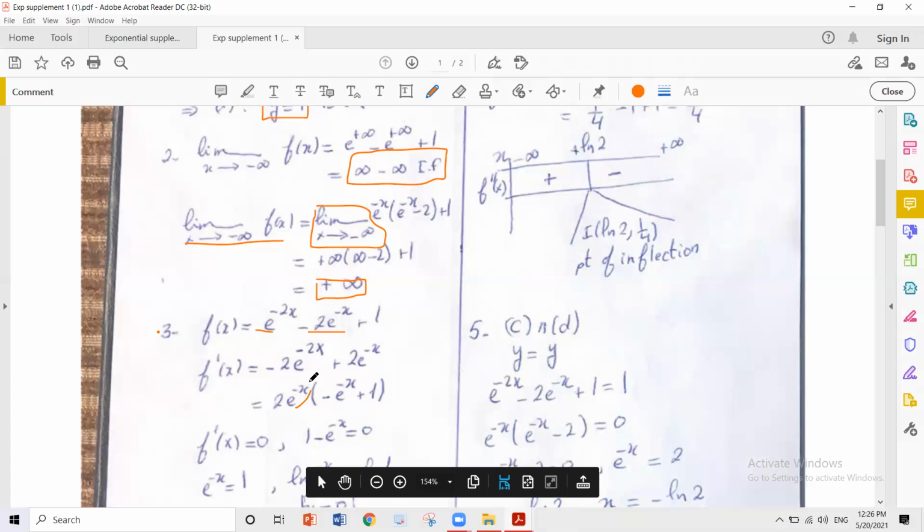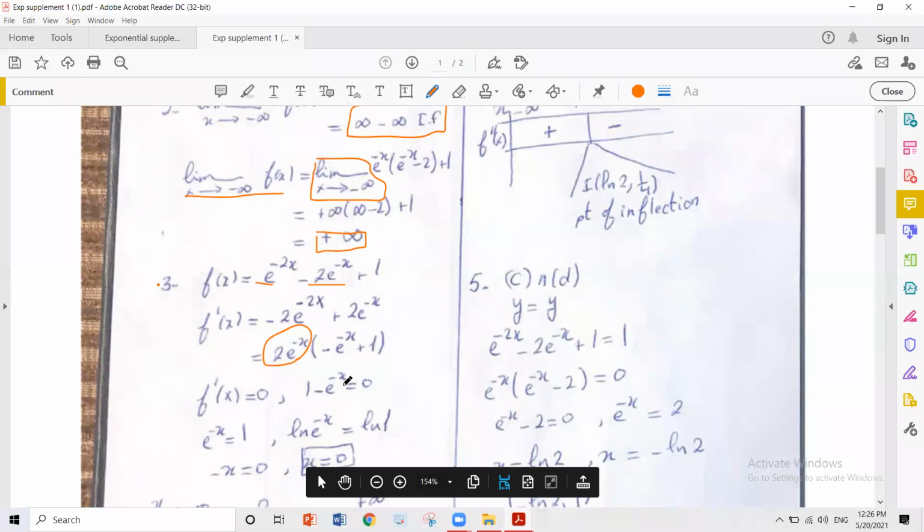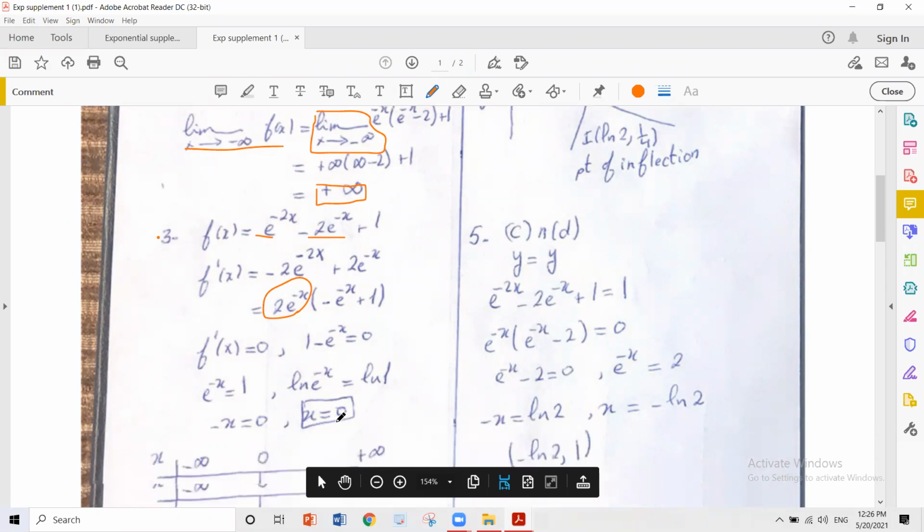f prime x equal to 0. This one is always positive. So I take 1 minus e to the minus x equal to 0. e to the minus x equals 1. Ln of the two sides: ln e to the minus x equals ln 1. So minus x equals 0, so x equals 0.